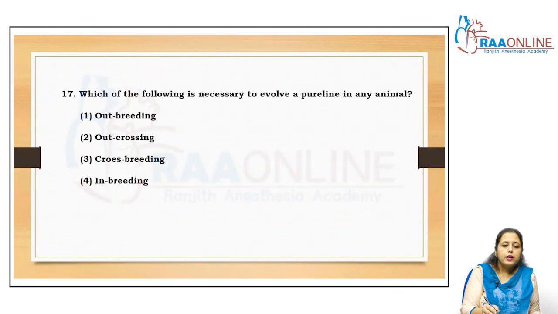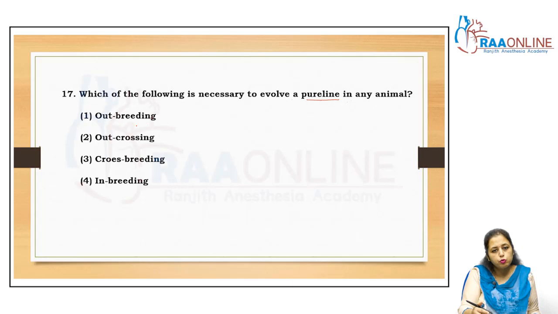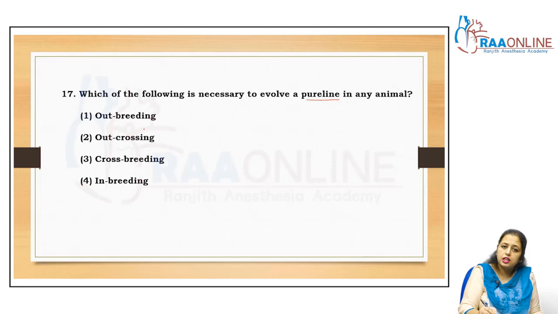Which one of the following is necessary to evolve a pure line in any animal? When we talk about a pure line, that means there is no mixing. So inbreeding is better for the pure line, because outbreeding is mating between two different breeds. Outcrossing again involves two different breeds. In crossbreeding also, there are different breeds of the male and the female. And in interspecific hybridization, we use two different species, clear? So in case of a pure line, we go for inbreeding.